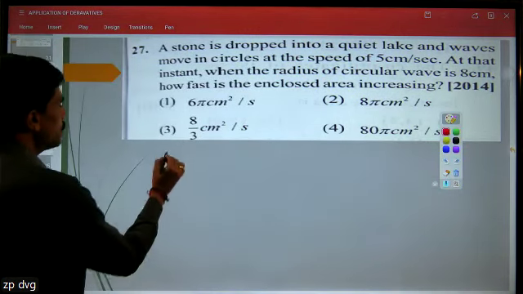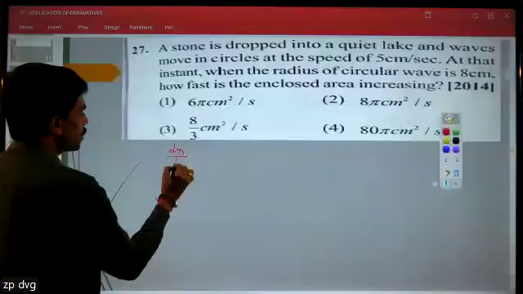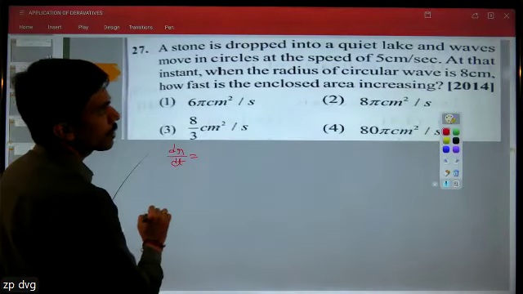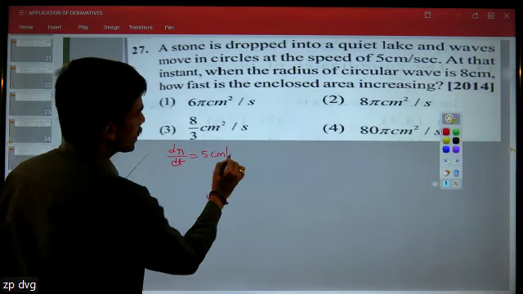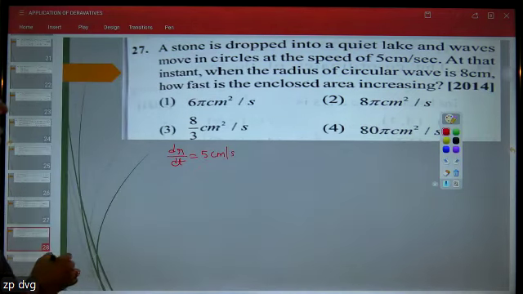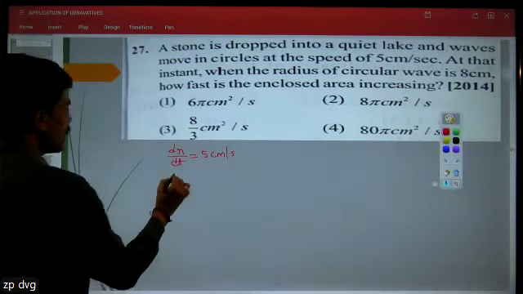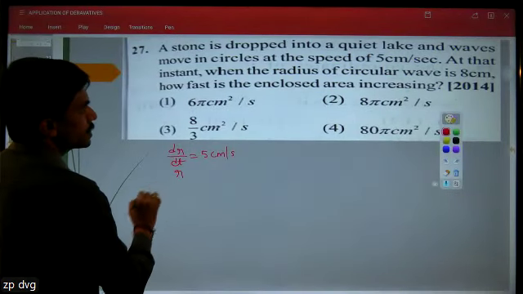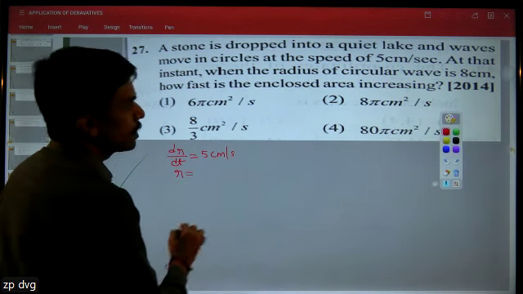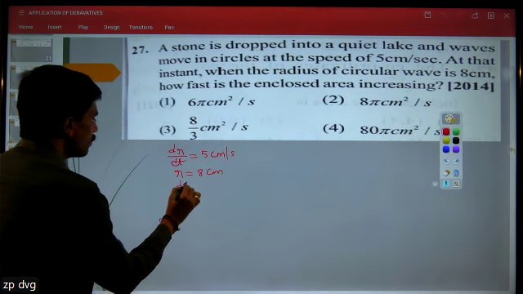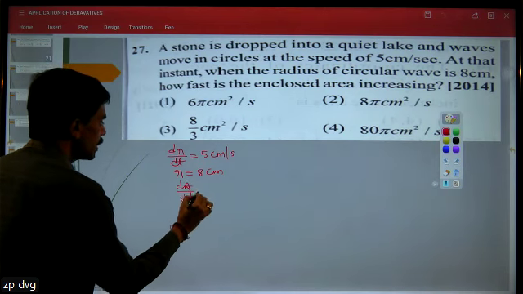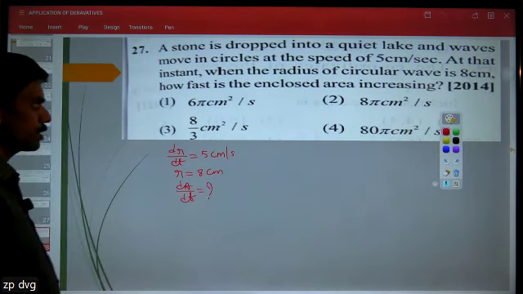So they are given that dr by dt is equal to 5 centimeter per second, and also that the radius of the circular wave, r, is equal to 8 centimeter. So we have to find dA by dt.